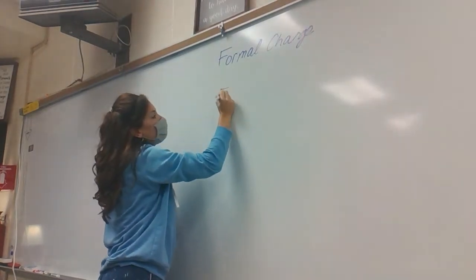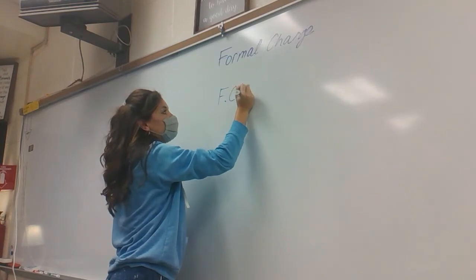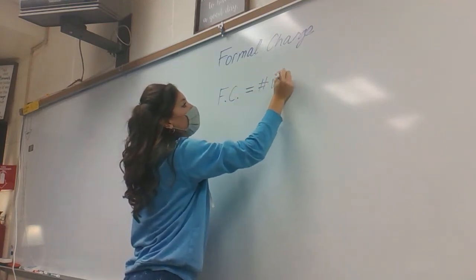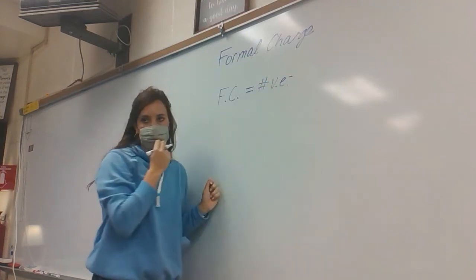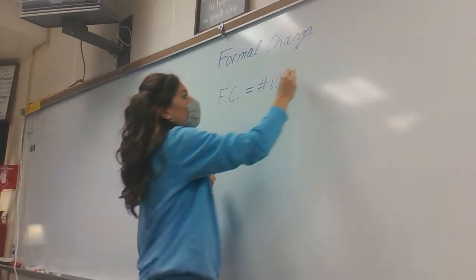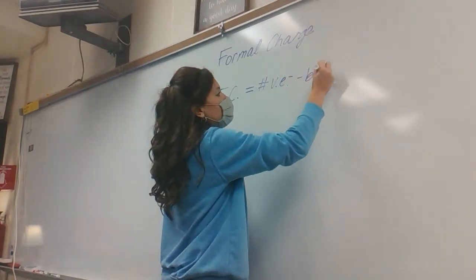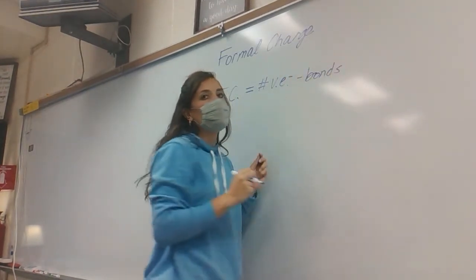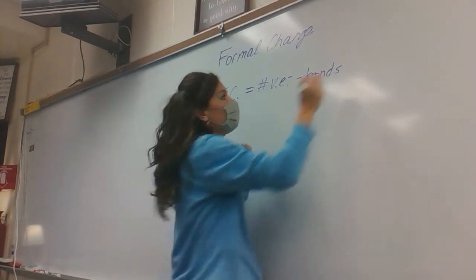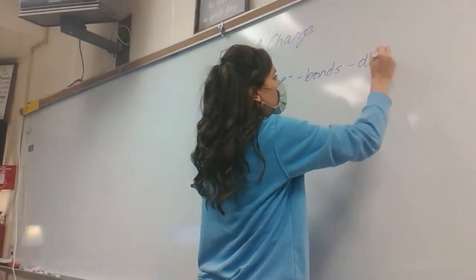You calculate the formal charge for a single atom by taking the original number of valence electrons, whatever it started with, minus the number of bonds attached to it in the Lewis structure, minus the number of dots from lone pairs.